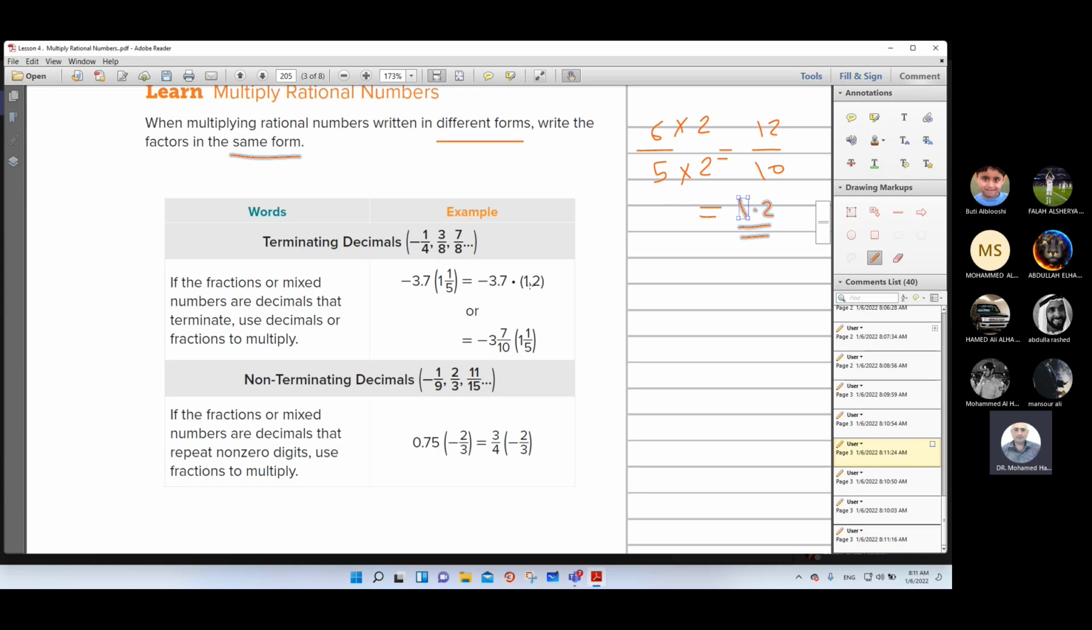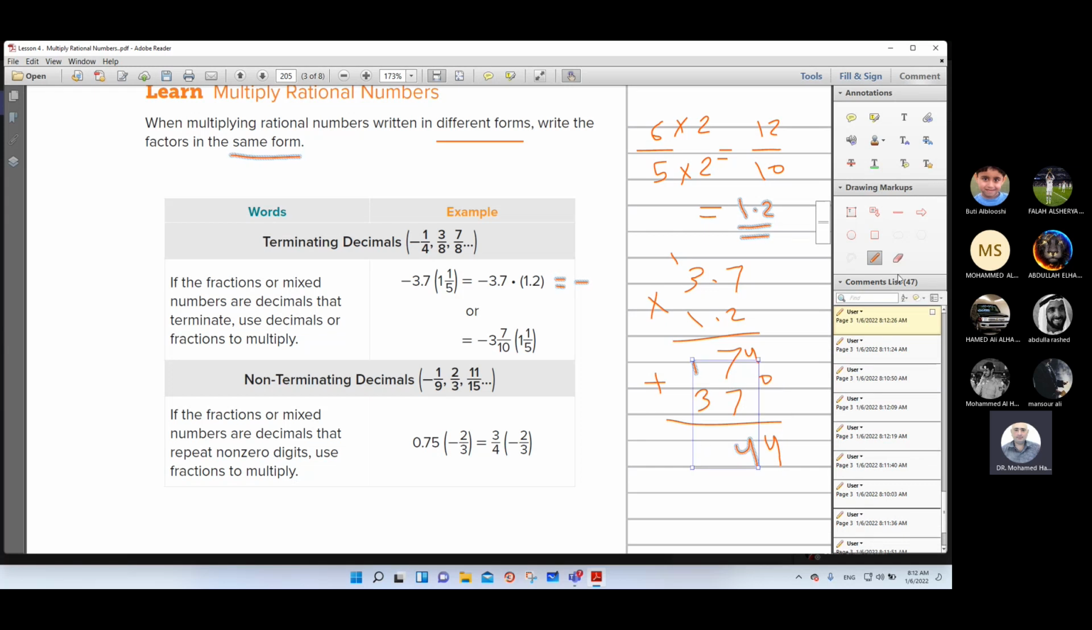Then you can multiply the decimals here. Negative times positive will be negative. Then you can multiply the two decimals here. Do the normal multiplication without the point. 2 times 7, 14. 2 times 3, 6 plus 1 will be 7. Then put here 0. 1 times 7, 7. 1 times 3, 3. Then add. 4 plus 0, 4. 7 plus 7 will be 14. And 1 plus 3 will be 4.